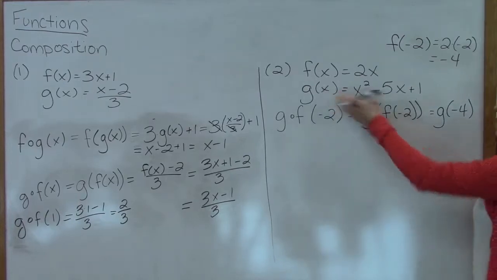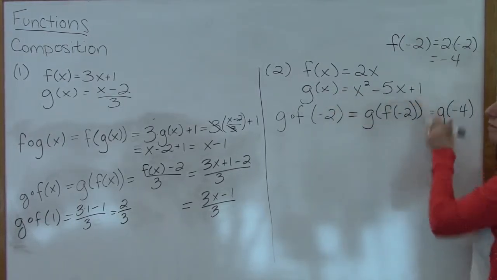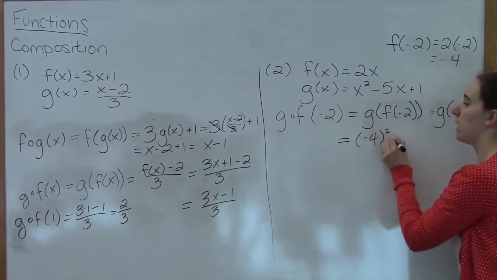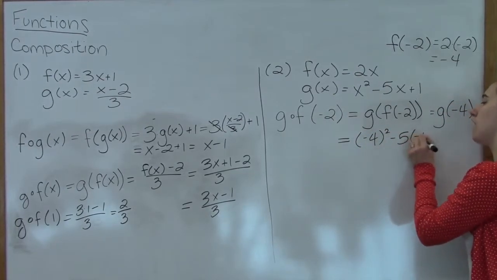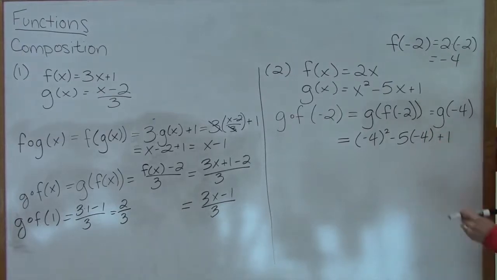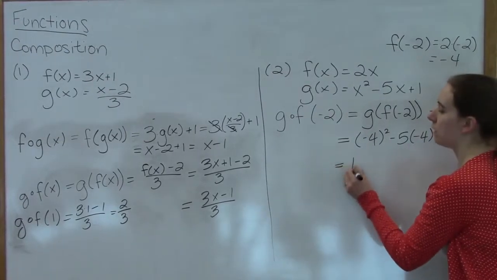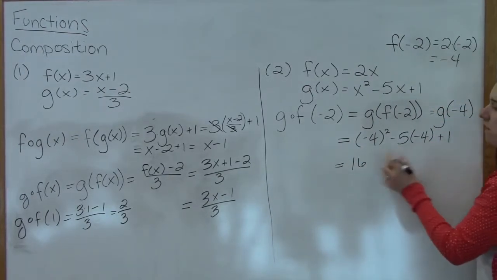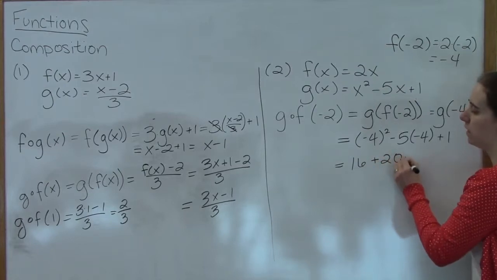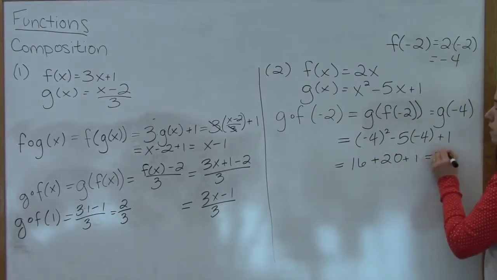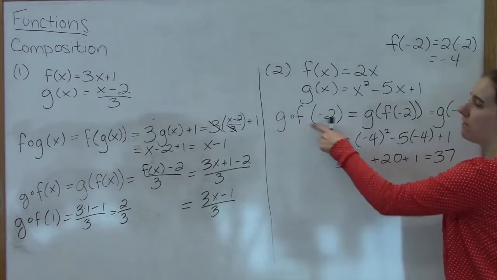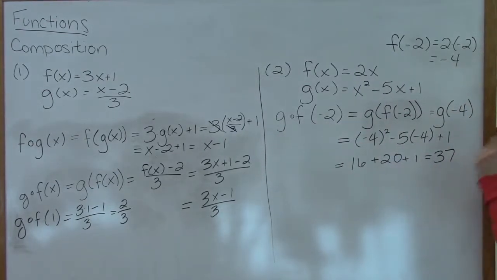But g of negative 4 just means negative 4 is my input into g of x. So I get negative 4 squared minus 5 times negative 4 plus 1. That's g of negative 4. So I get 16, and I have minus 4 times minus 5, so I get plus 20 plus 1. So my answer is going to be 37. So g of f of negative 2 is 37.